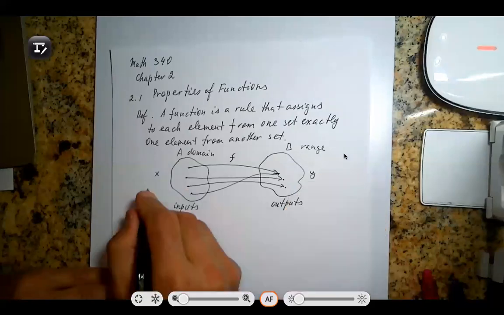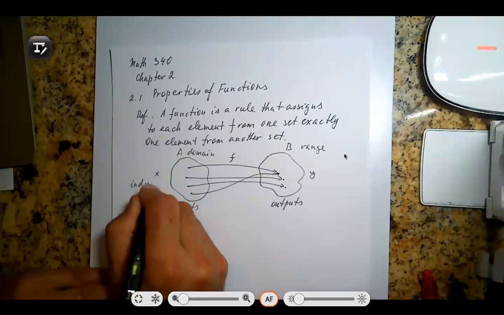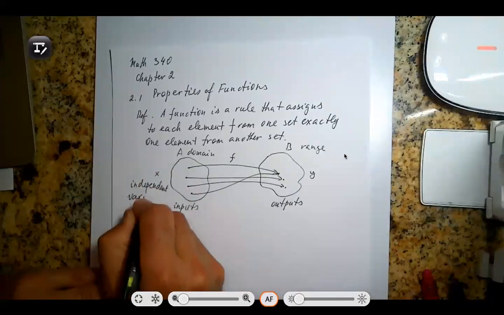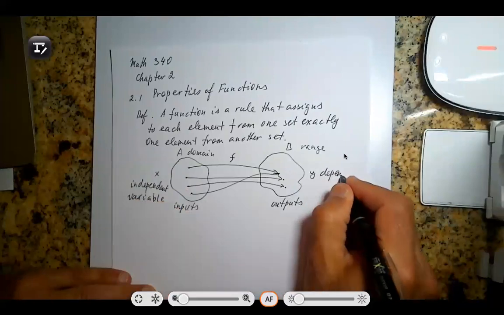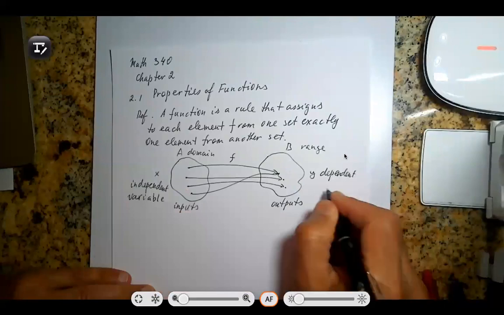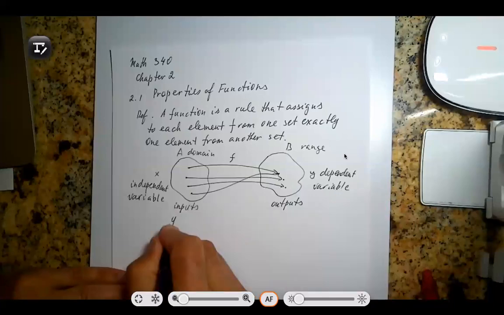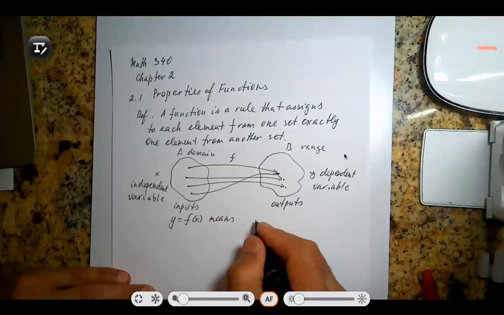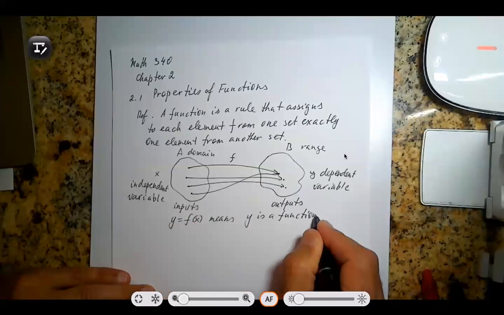Also, X is called the independent variable. And Y is called the dependent variable. And here's the notation we're going to use. Y equals f of x means y is a function of x.